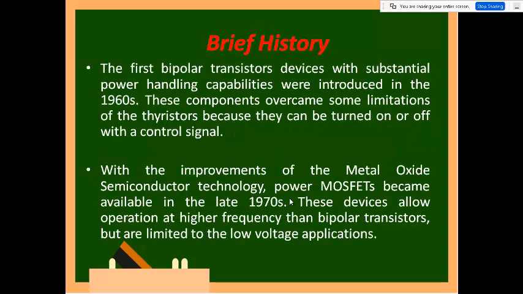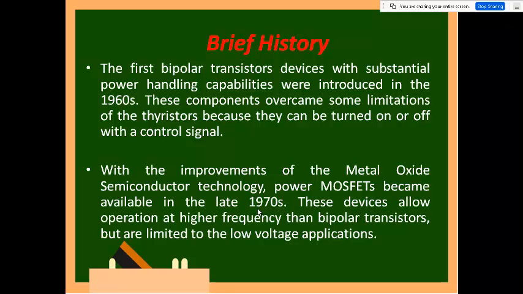Then the first bipolar transistor was developed in 1960. Then comes an improvement in the metal oxide field effect transistor, in 1970. So till 1970, power semiconductor devices and converters did not come into the picture. Only after 1970 did converters come into the picture, like buck converter, boost converter, buck-boost converter, Cuk or SEPIC; all types of converters came into the picture only in 1970. Now we are in 2021. So this is the period where power electronics came into the picture.